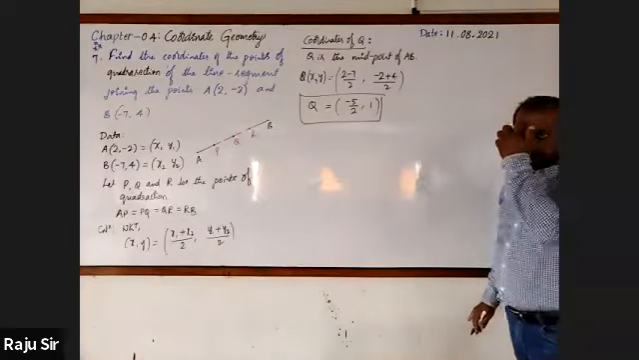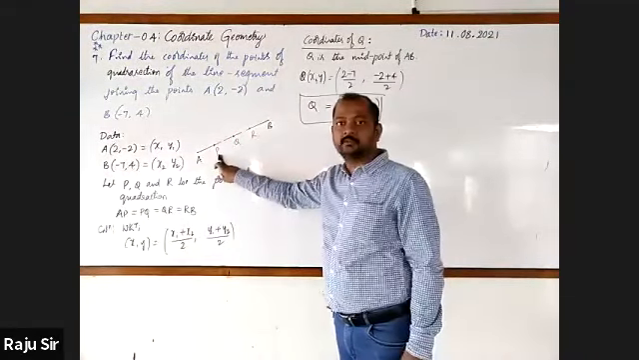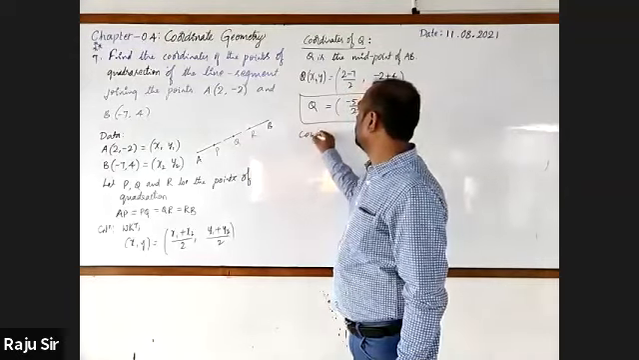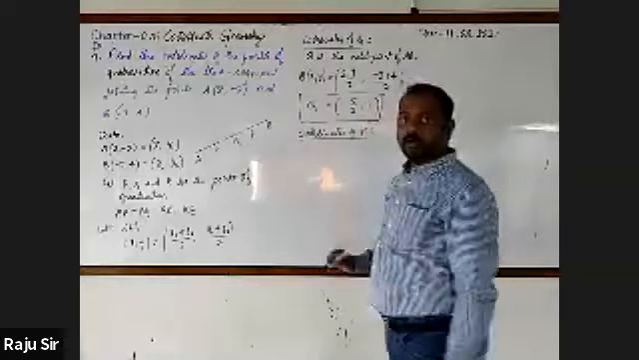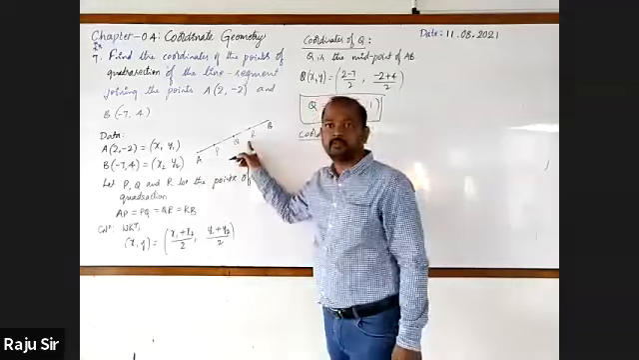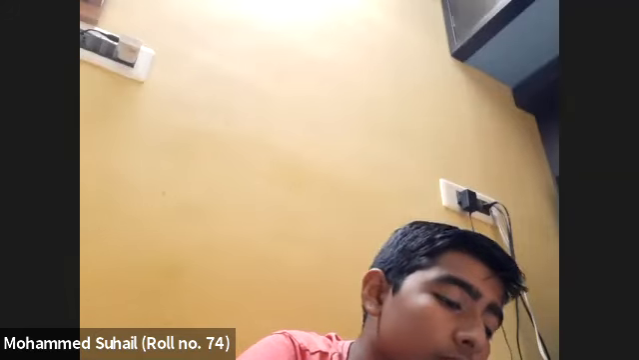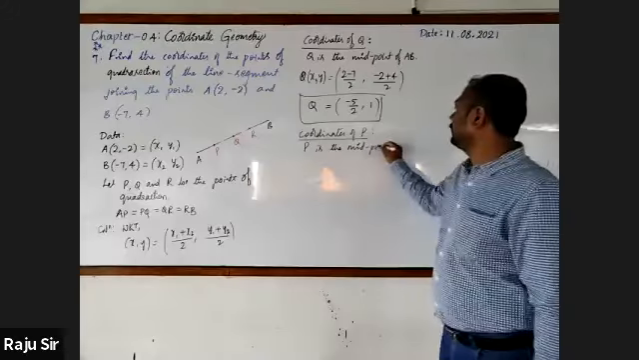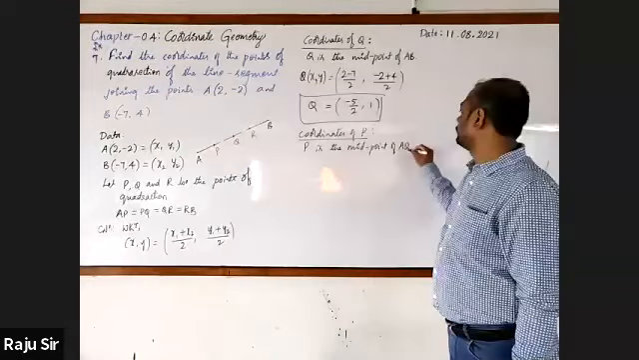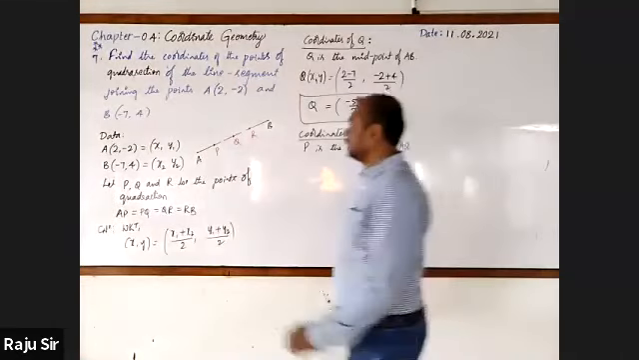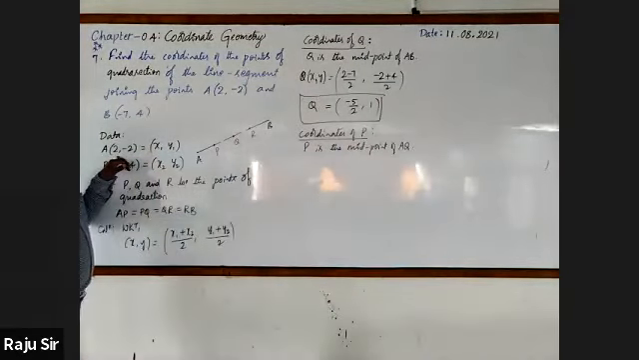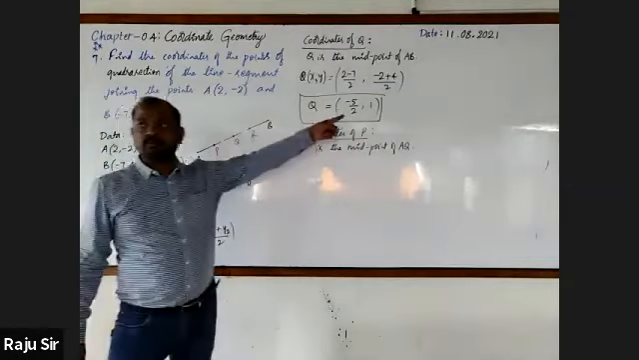That's all. Now let us find out the coordinates of P. We all know that P is the midpoint of AQ. P is the midpoint of AQ. Then A is x1, y1, and Q is (-5/2, 1), which is x2, y2.